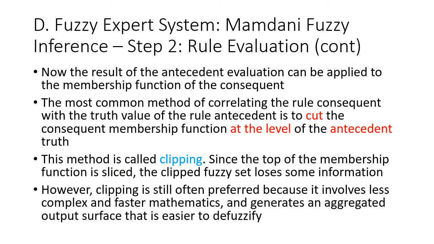Now, the result of the antecedent evaluation can be applied to the membership function of the consequent, which we did just now. What we need to do is correlate the rule consequent with the true value of the rule antecedent, and cut the consequent membership function at the level of the antecedent truth. So this method is called clipping. Since the top of the membership function is sliced, the clipped fuzzy set loses some information. However, clipping is preferred compared to the other method because it involves less complex and faster mathematics.